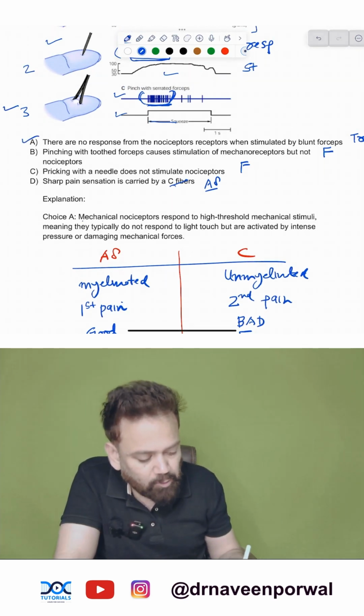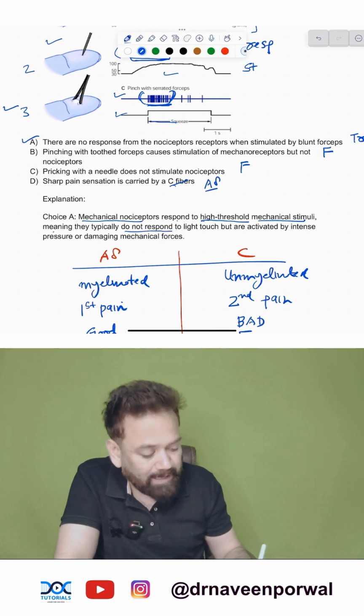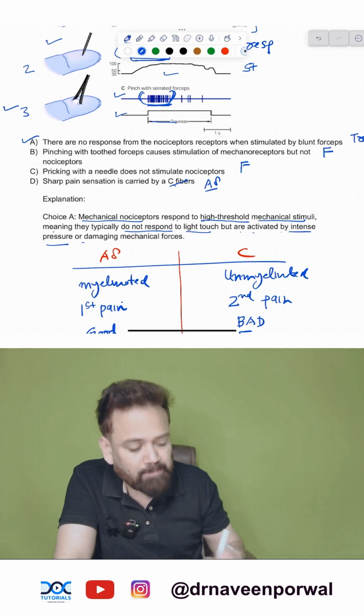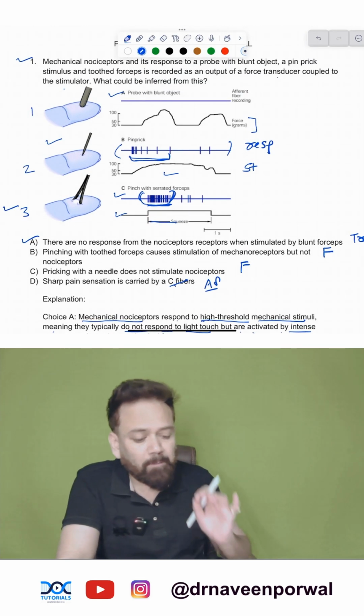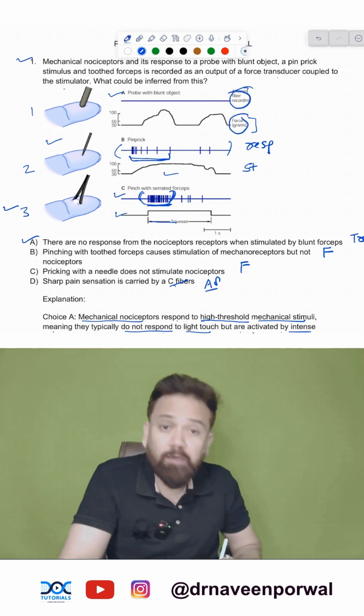So mechanical nociceptors respond to high threshold mechanical stimulus, meaning they typically do not respond to light touch but are activated by intense pressure or damaging mechanical force. So you can see here a blunt object can produce the mechanical reading but not nociceptor. So here the answer will be A.